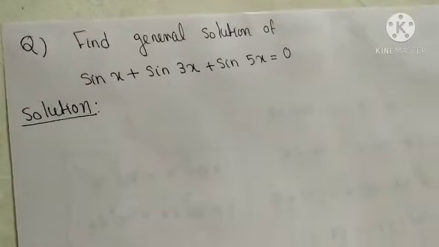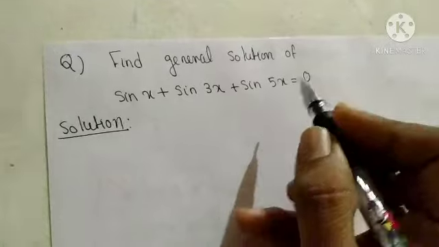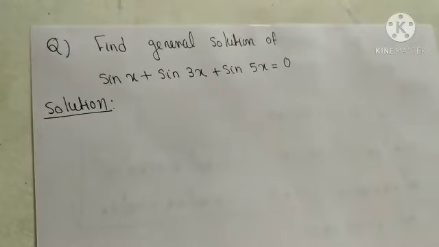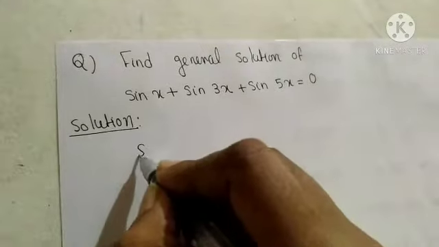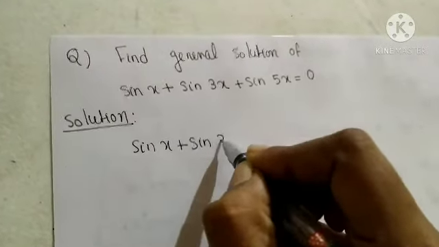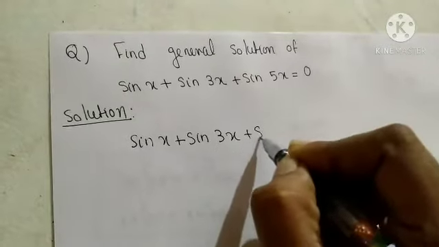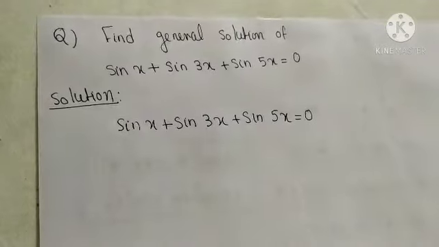This is our next question. Find the general solution of sin x plus sin 3x plus sin 5x equals 0. Okay, so let's start the solution of this question. Given that sin x plus sin 3x plus sin 5x equals 0.